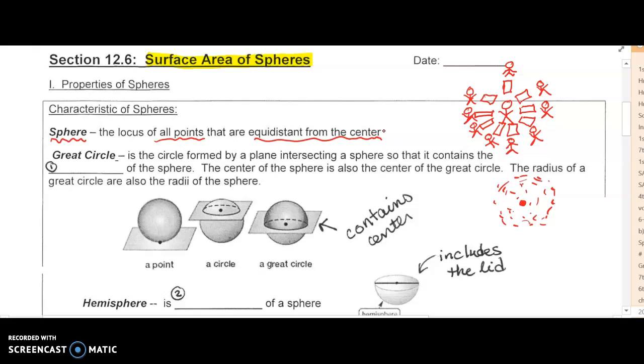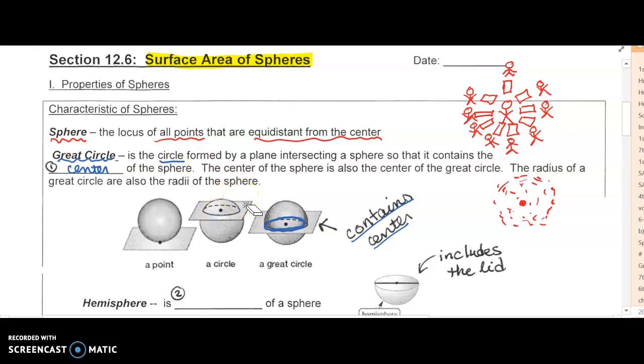Okay, a couple other terms here. A great circle is a circle in the sphere, specifically a circle formed by a plane intersecting a sphere so that it contains the center of the sphere. If you look at this picture here, here is our great circle. It has to be a circle on the rim of the sphere, and it has to contain the center. It can't just be up here. That's just a plain old circle, not the great circle.